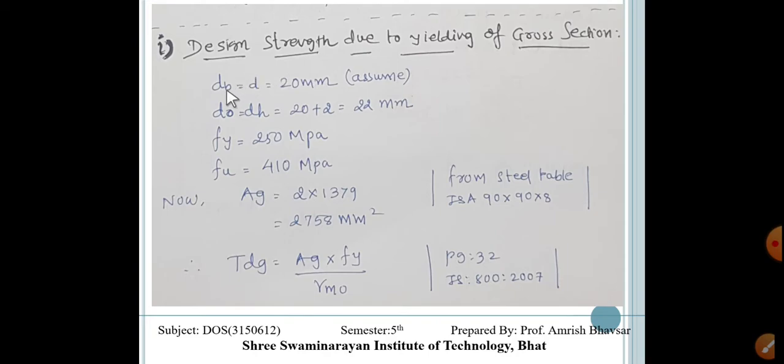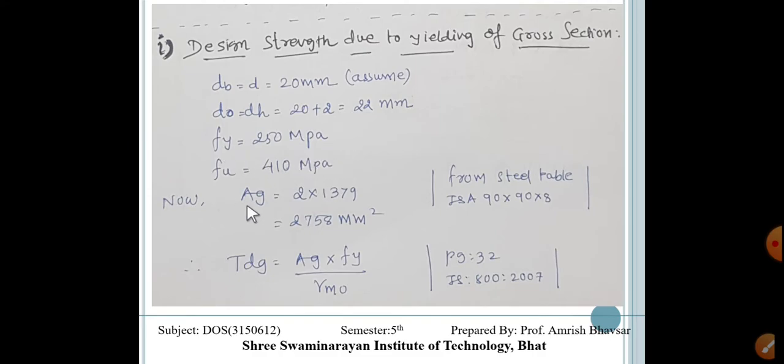Now for that we have the diameter of bolt, that is 20 mm, which we have assumed over here. The overall diameter is 20 plus 2, that is 22, which is given on page number 73. As we know, Fy is 250. For any section that we can choose from this steel table, Fy is always 250 and Fu is always 410 megapascal. So we can take them directly.